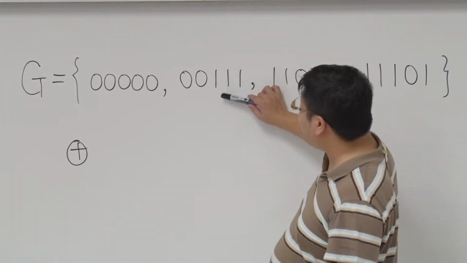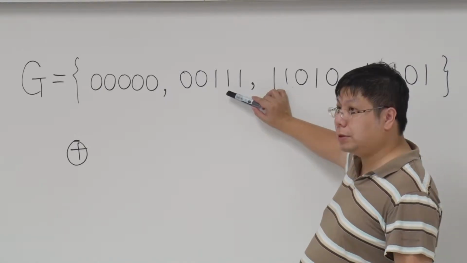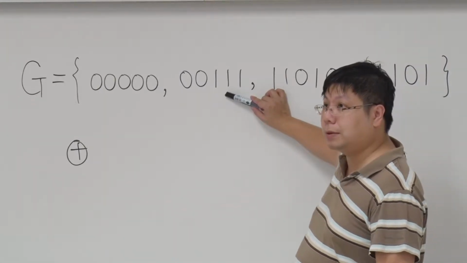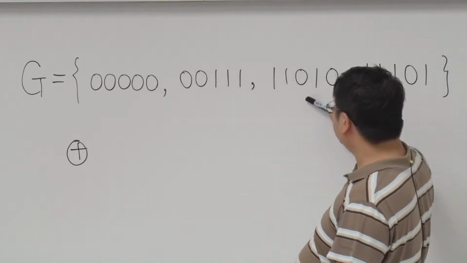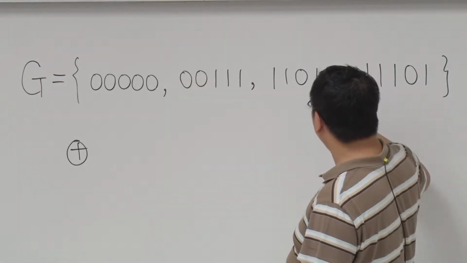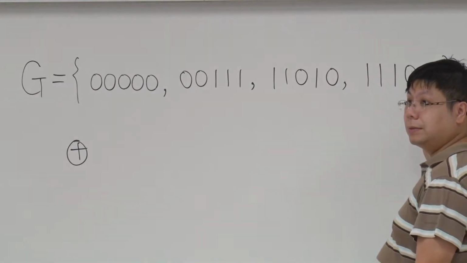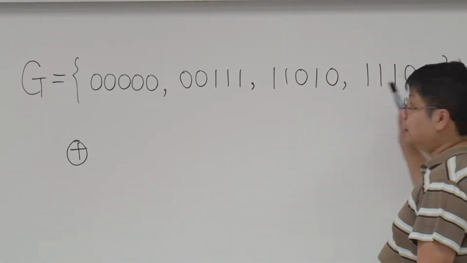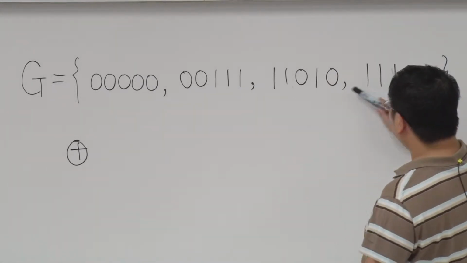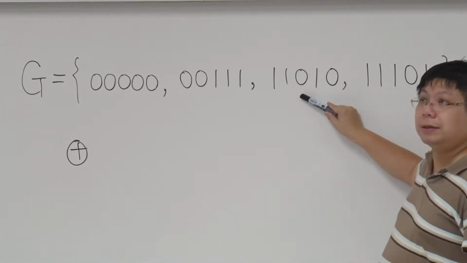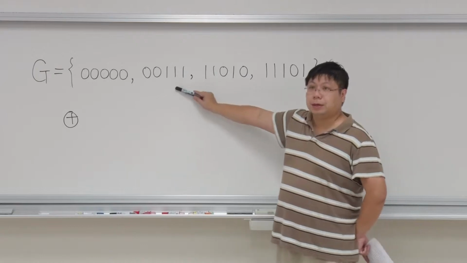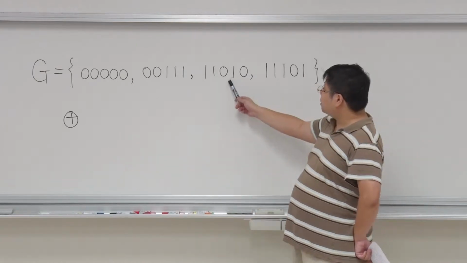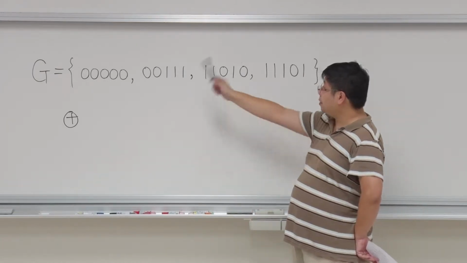So we just need to take a look at the others. This one exclusive or itself becomes the identity. This one exclusive or this one, you will see it gives this one. And this one exclusive or this one, you should get back to this one. Am I correct? So this one is okay. How about this one? This one exclusive or itself is going to be the identity.